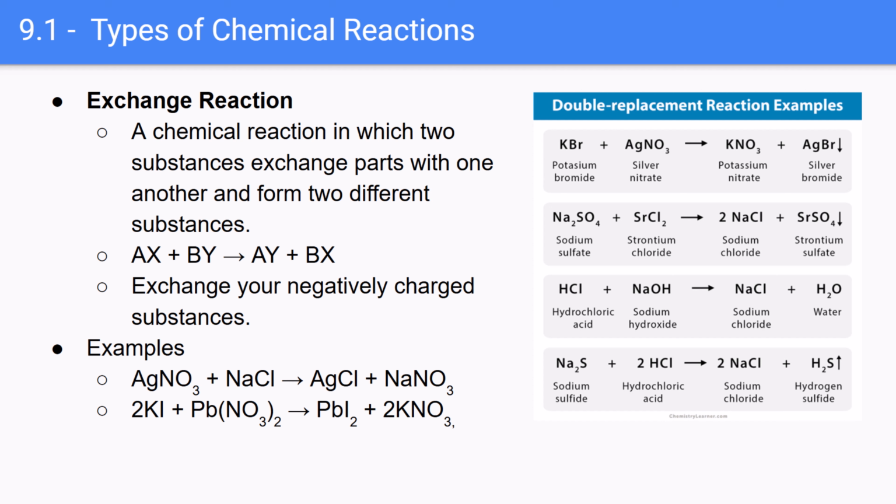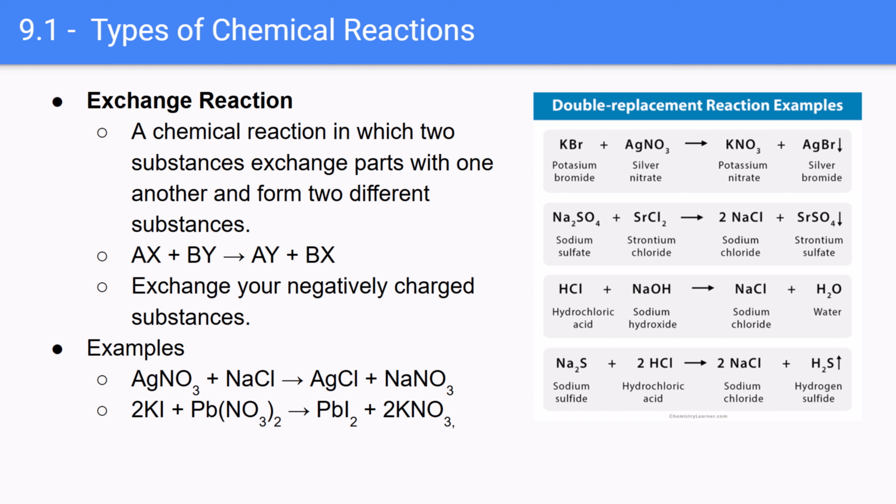The second to last type of chemical reaction we're going to look at is what is known as an exchange reaction. And this is a chemical reaction in which two substances exchange parts with one another to form two different substances. So essentially, these are going to be two compounds that exchange their negatively charged substances. The examples given on the right show just that. KBr and AgNO3 end up becoming KNO3 and AgBr. Again, those negatively charged ions are switching places.